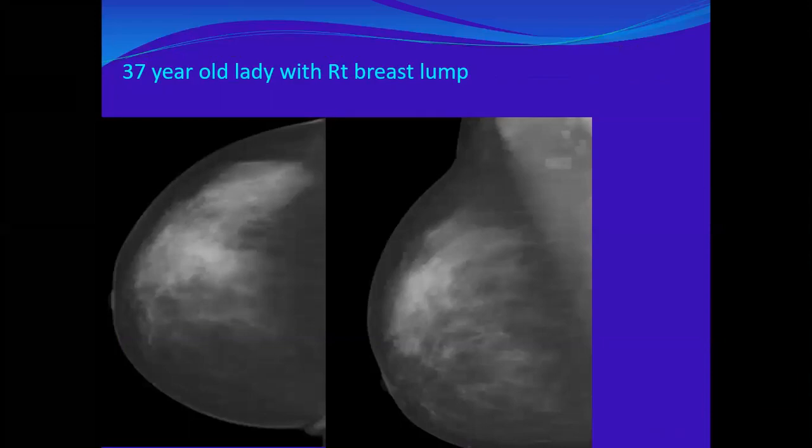So this is my patient. A 37-year-old lady presented with a right breast lump. She has a palpable abnormality. So what is the abnormality? Yes, there is an area of focal asymmetry noted at the right upper outer quadrant, mid breast. Okay. Excellent. No associated calcifications or associated features. Excellent.